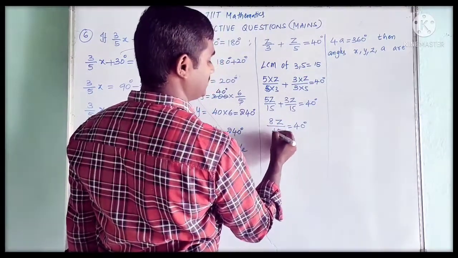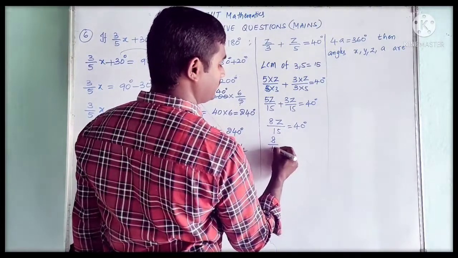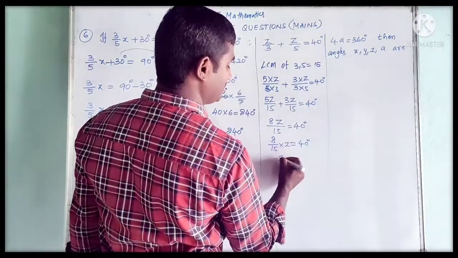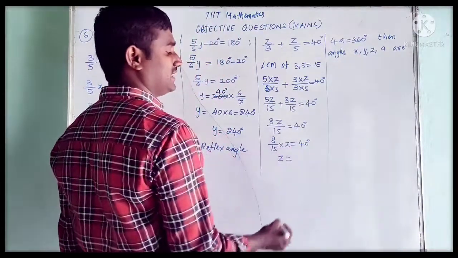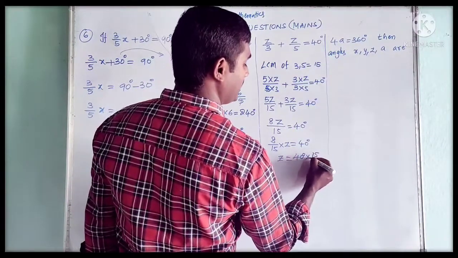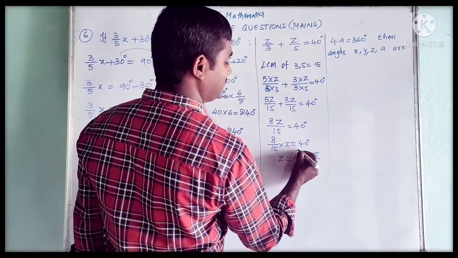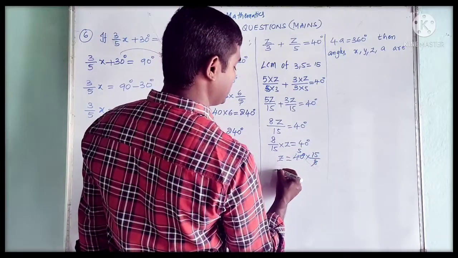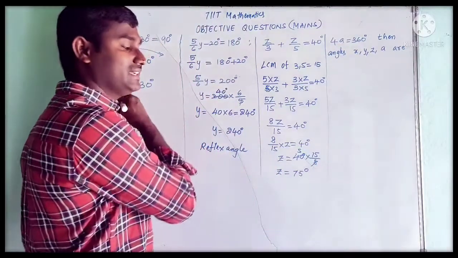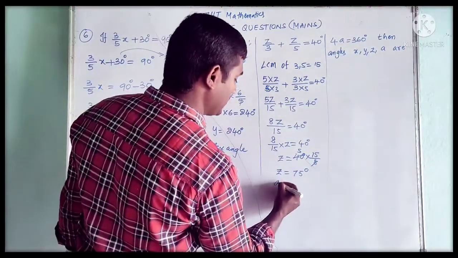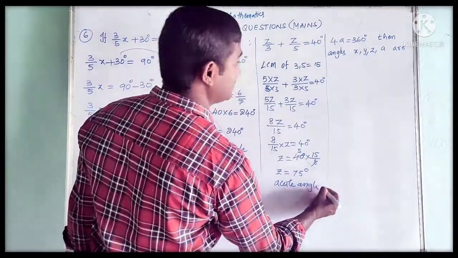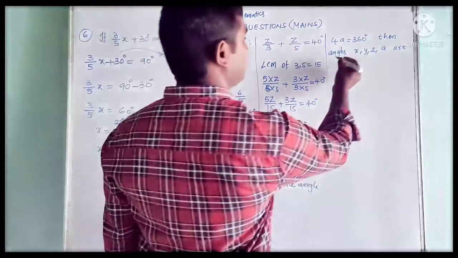So we can write this as 8/15 into z equals 40 degrees. This z is equal to 40 degrees into 15/8, since transposing to the right side gives the reciprocal. So 8 fives are 40. 5 into 15 is 75. Z is equal to 75 degrees. 75 degrees, which type of angle? Acute angle.